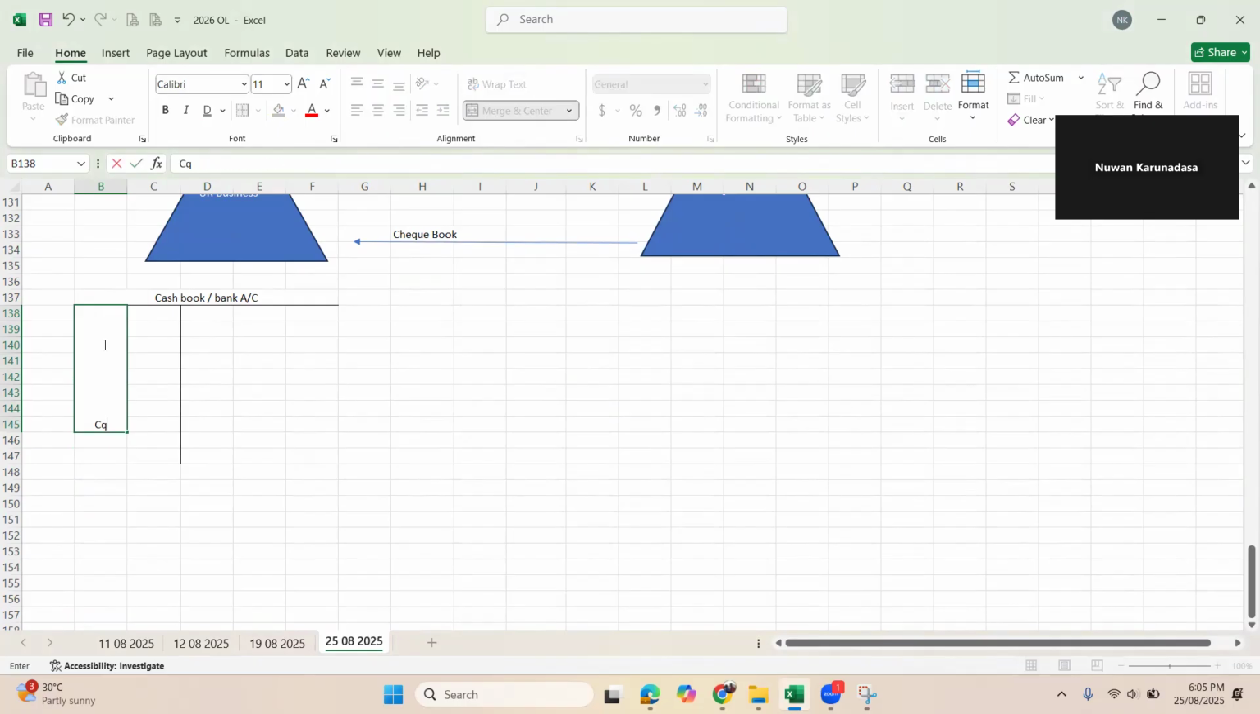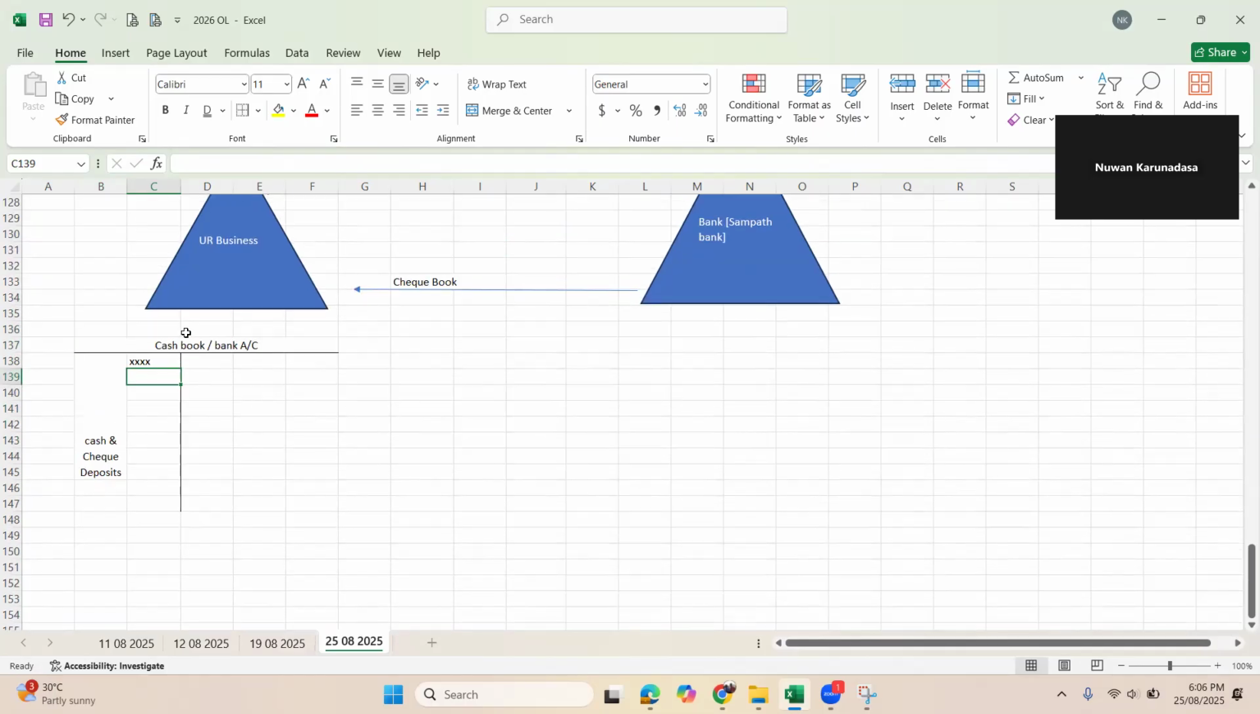Cash and check deposits will be debit here. Why? It's an asset principle. Asset increases, it's based on the asset principle. This is an asset account. Therefore, the increase will be debit and decrease will be credited. So you use the asset principle to record the transaction with the bank.